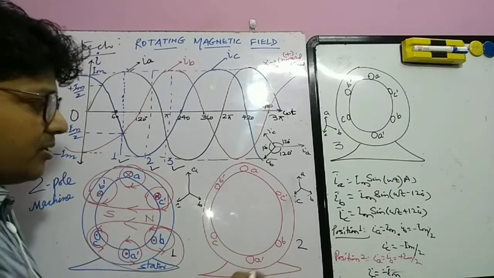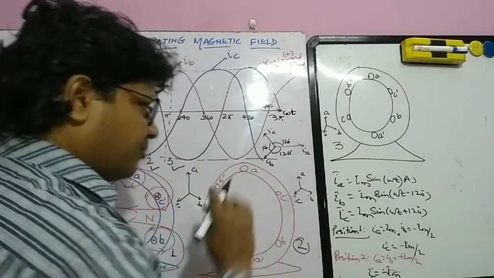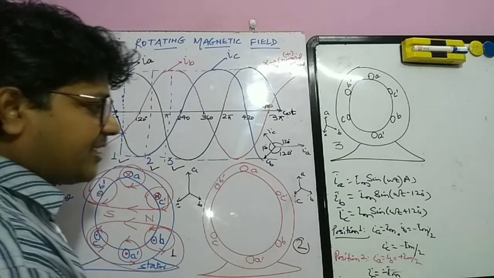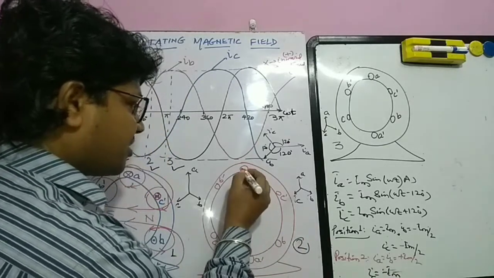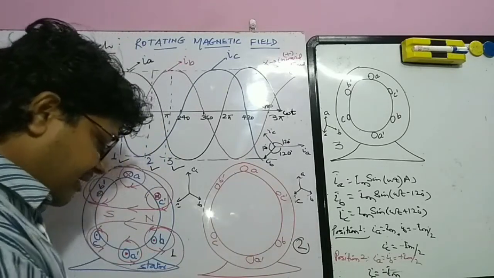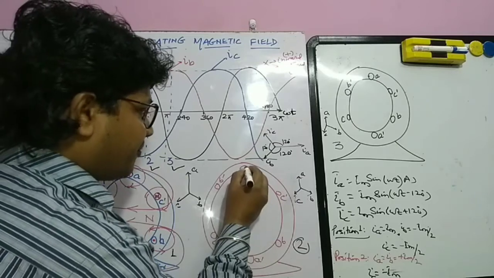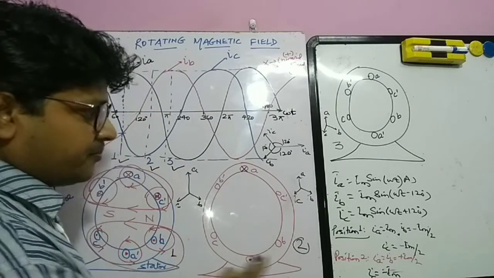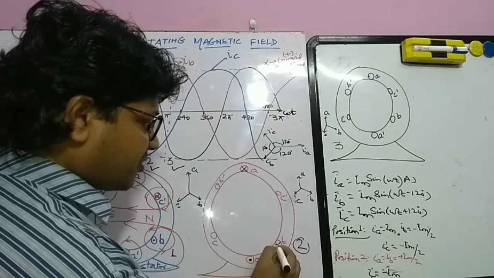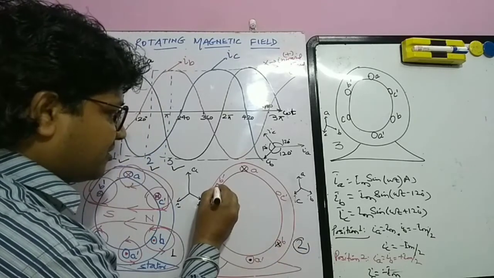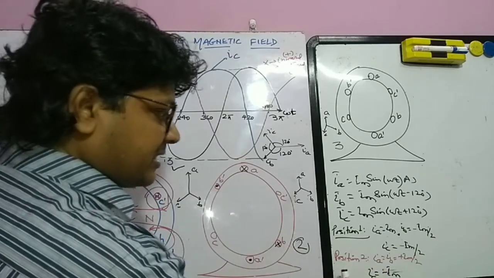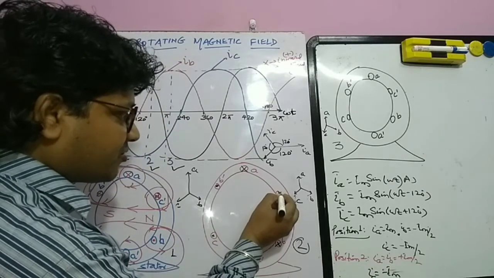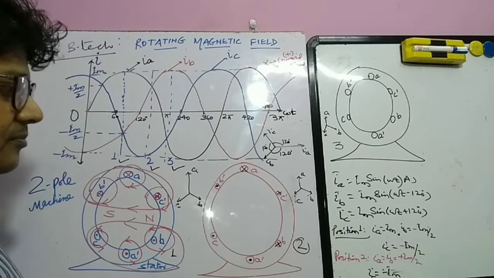According to this we can plot here the direction of current. IA is positive, so we can mark it positive. So this is our positive current, cross. So what will be A dash? Dot. IB is positive, so this is positive. So what will be B dash? So dot. IC is negative, so this is negative. So what will be C dash? So that will be negative.